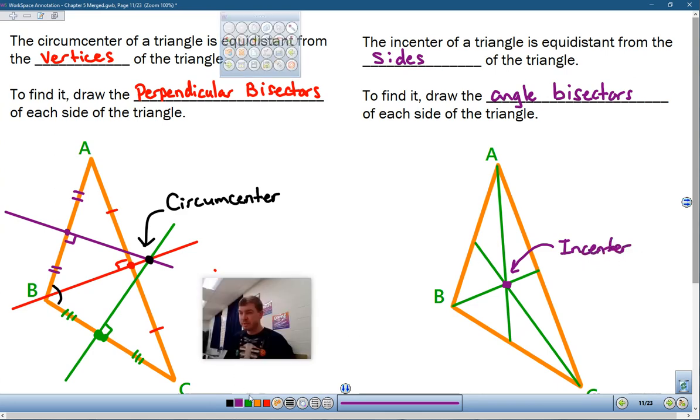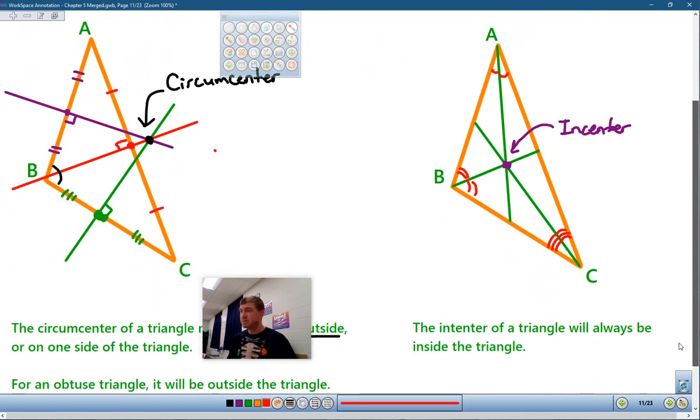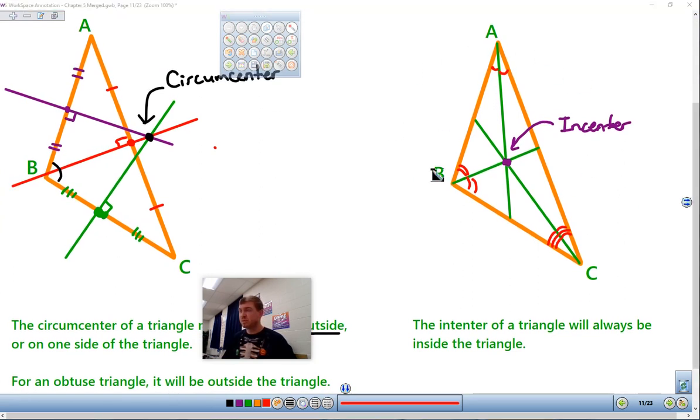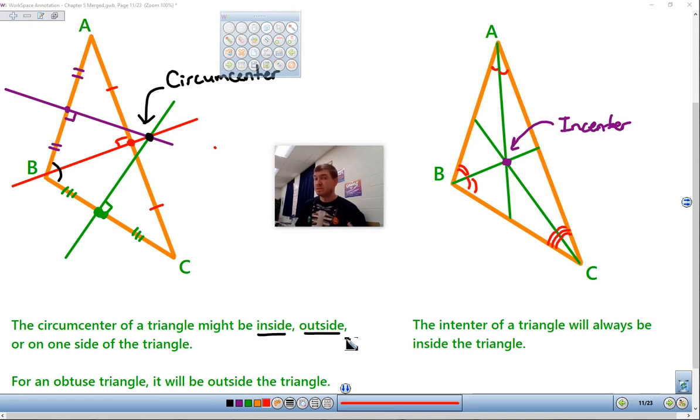Of course, that would only be true if this angle is congruent to this angle, these 2 angles being congruent, and these being congruent. The incenter is equidistant from all the sides. Make sure we understand that. And it will always be inside the triangle. So now that we know when we have an incenter what it means, hopefully we can apply that on our assignment. If you have any questions, please let me know.